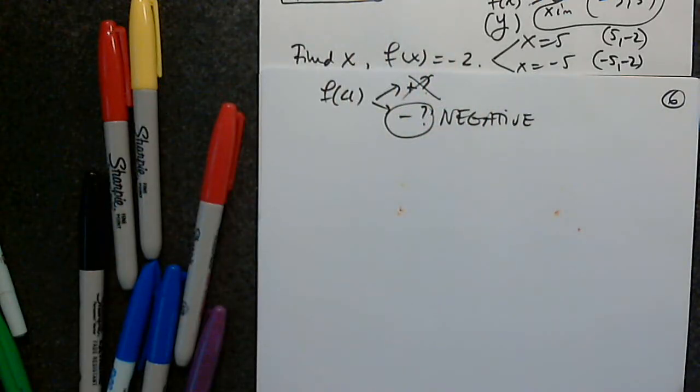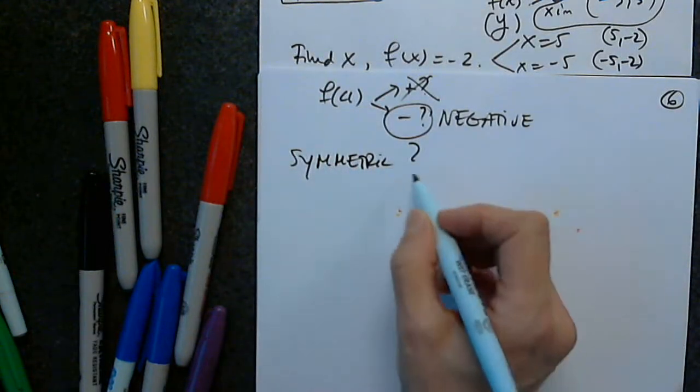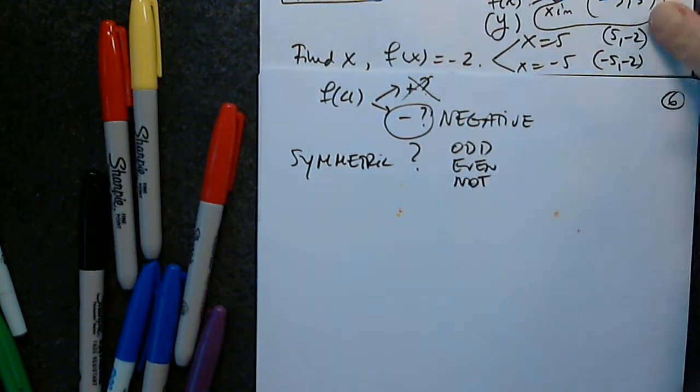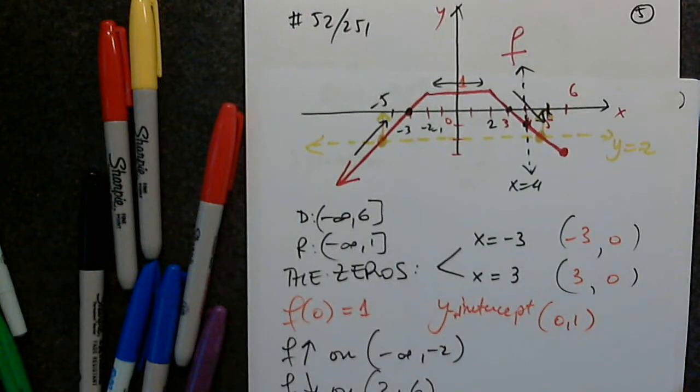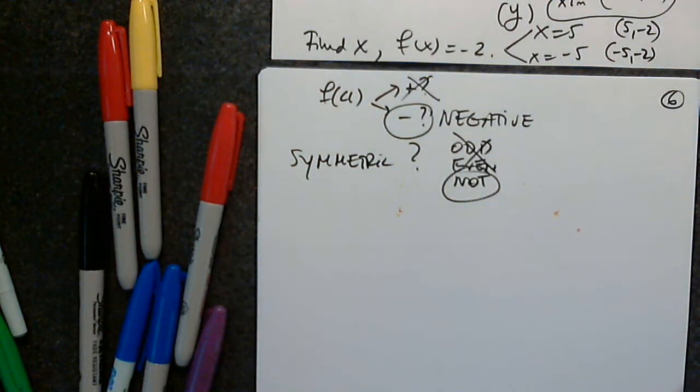The next question. Is f even, odd, or none of the above? Symmetric? That's the question. Odd, even, or not? Let's look at the graph. Is this symmetric with respect to the y-axis? No. It would have been if this were not a full point, and it would have continued here, or this would have been a full point. So it's not even. Is it odd? No. So what do we conclude about this function? The function is not symmetric. Last question.